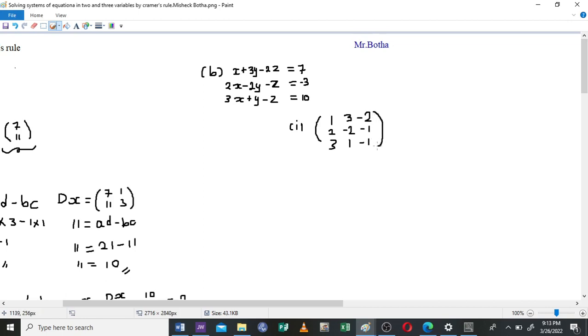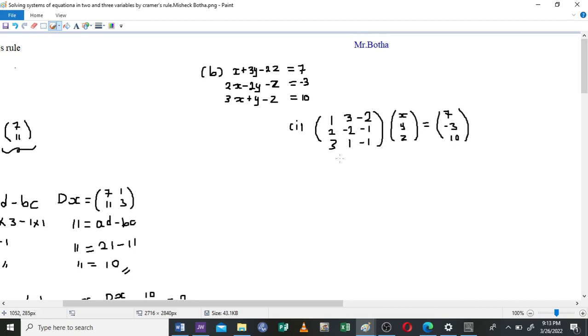Good. Then we have a matrix of variables. So this time we have x, we have y and z, right? Now we equate this to a matrix of constants, and the matrix of constants that we have 7, we have negative 3, and we have 10 right there.